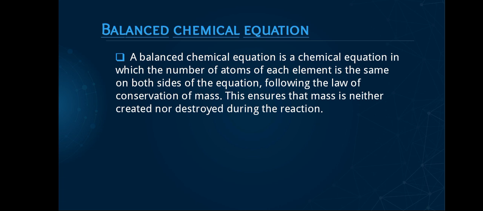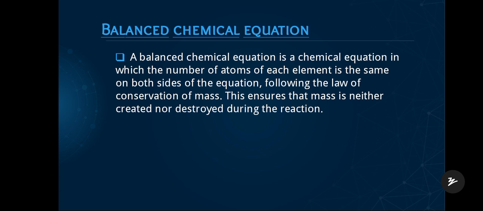So, a balanced chemical equation is nothing but a chemical equation in which, on each side, which means the LHS and the RHS, if you take any element, it has the same number of atoms on both sides of the equation. For example, take H2. If on the LHS it has two atoms, on the RHS also it should have two atoms only. If it exceeds that, it violates the law of conservation of mass. So the law of conservation of mass states that mass is neither created nor destroyed in the reaction.